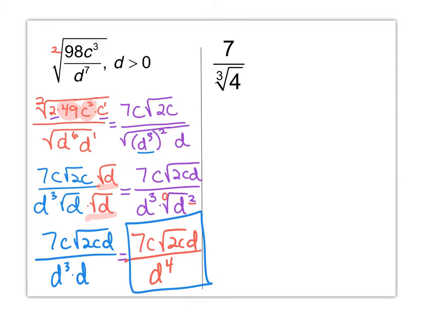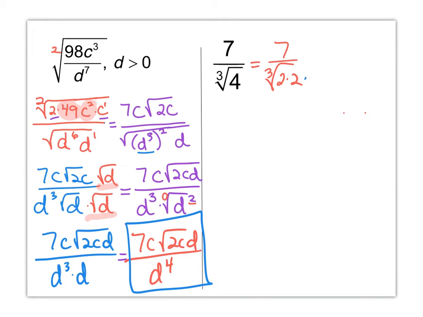We have 7 over the cube root of 4. Now we want to multiply the denominator by something that will make it a perfect cube. So we can write this as 7 over the cube root of 4, which is the same thing as 2 times 2. We would like to multiply the numerator and the denominator by something so that the denominator is a perfect cube and can be simplified and written without a radical.